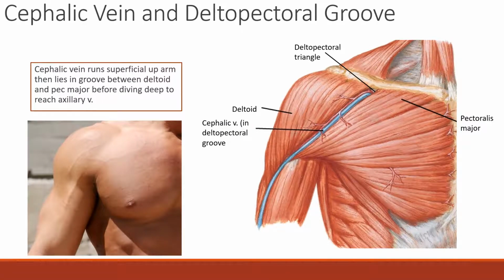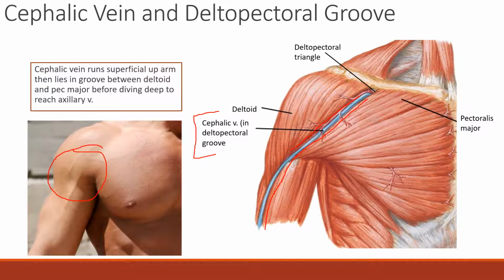Here we see how the cephalic vein travels very superficially along the lateral surface of the upper limb and passes between the deltoid and pectoral muscles in a space called the deltopectoral groove. Now, the cephalic vein, as we see in this individual with well-developed musculature and low body fat, is very visible superficially, and relatively large because it's draining a lot of territory.